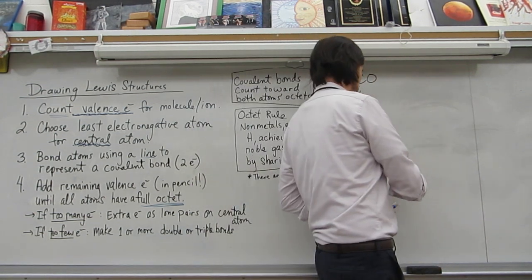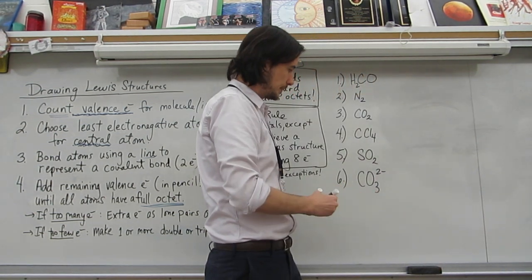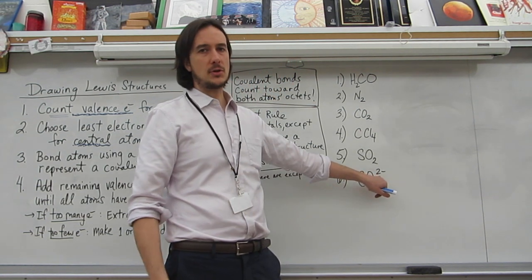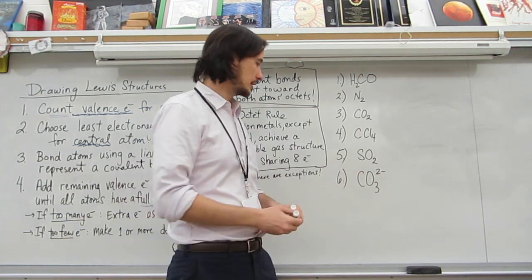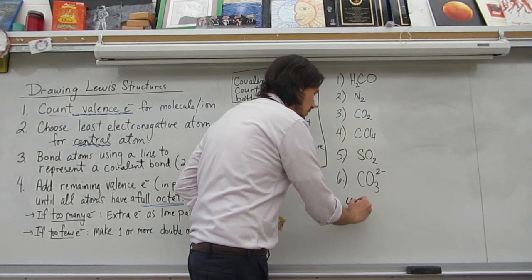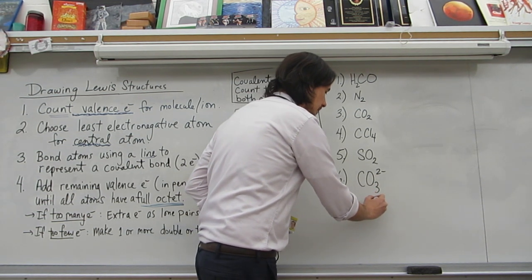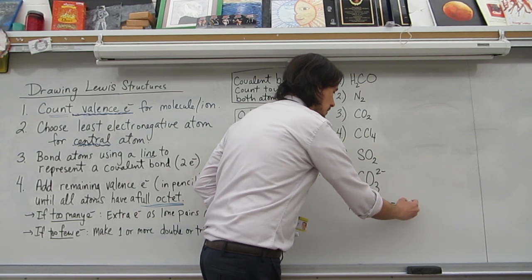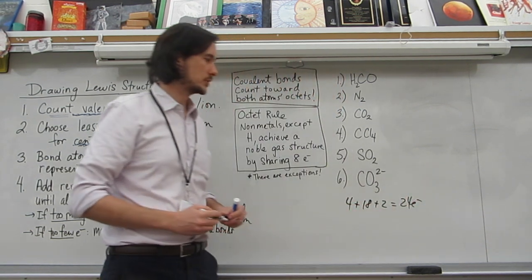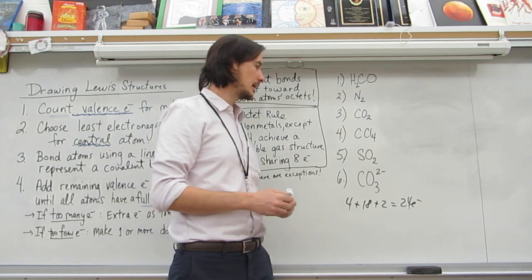CO3 2 minus. We've got a charge here. So if you have a negative charge, that means you have an extra 2 electrons. So we've got 4 electrons for carbon. 3 times 6 is 18, plus 2 is 24 electrons. We've got 24 electrons to make a carbonate ion.